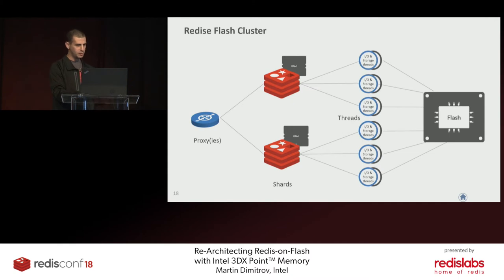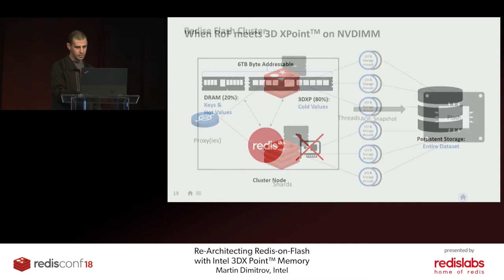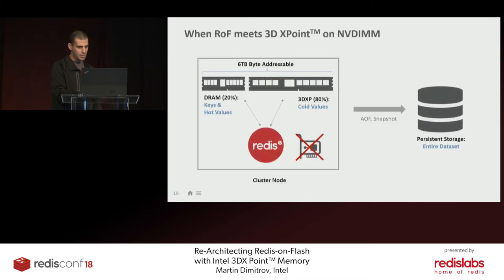This is the cluster view, so there's one proxy. The proxy interacts with the shards. Each shard has multiple IO threads, which access the flash. So what we did now with Intel is that we took that one shard and we replaced the NVMe or SSD with 3D XPoint.